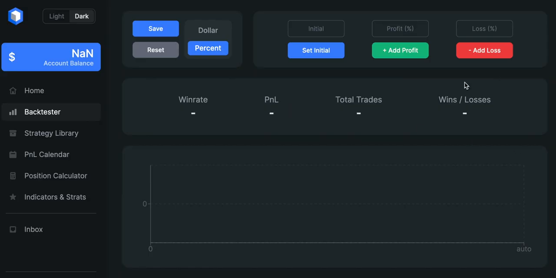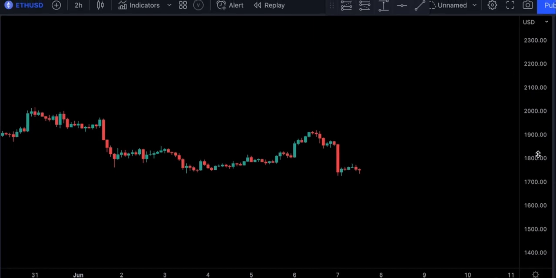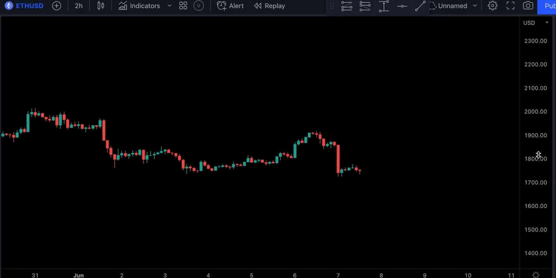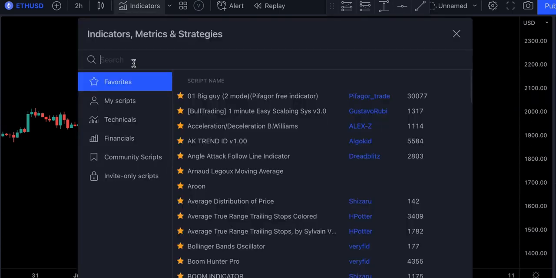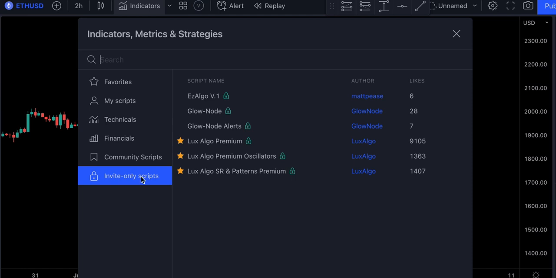So let's actually backtest this strategy 100 times with an initial account size set at $1,000 with 1 to 1.5 risk reward ratio. Okay, so I'm going to do my backtesting on Ethereum USD 2-hour time frame. Now let's go ahead and add our indicator. Okay, so the indicator is called EaseAlgo V1 by Matt Pease.